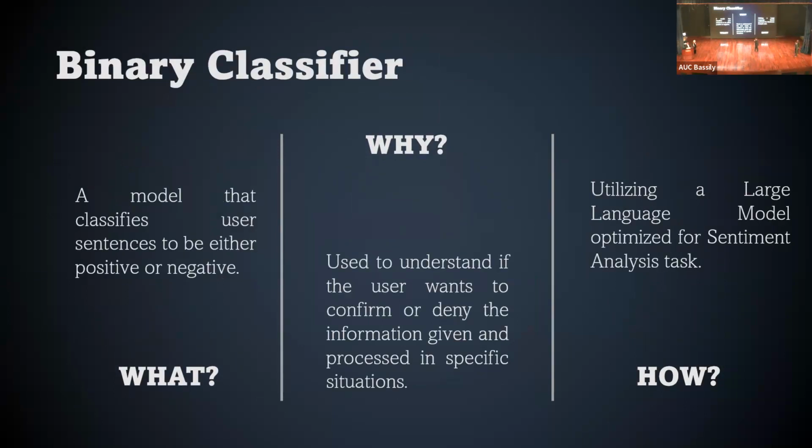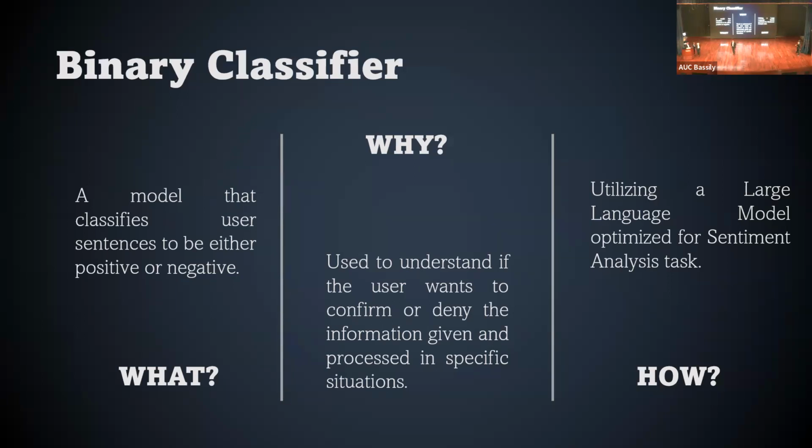Okay, so what is the binary classifier that we have in our system? The binary classifier that we have is a machine learning model that uses the user text and classifies it to be either positive or negative. But why do we need such a model in our system? Well, we use it sometimes to know if the user wants to confirm or deny the request or the information that we were given and processed in specific situations.